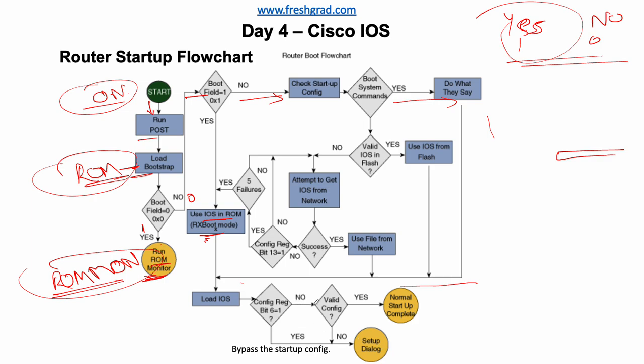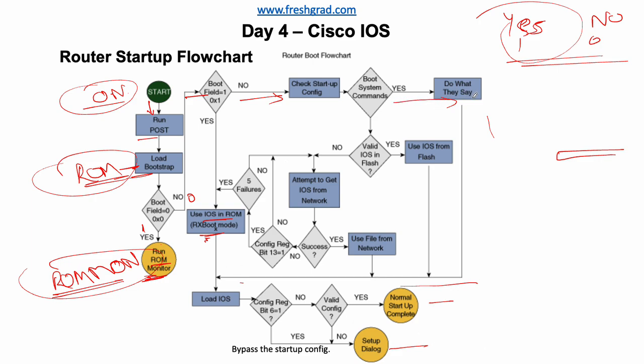If it's no, then it checks for a valid configuration. If it finds a valid configuration, yes, normal startup and the boot process completes. But if it's no, then again it goes to setup mode, where you have to initially define your device name and basic parameters. We'll look into it when we set up the routers in the labs, after 3-4 days, once we discuss the first lab after learning IPv4 addressing.